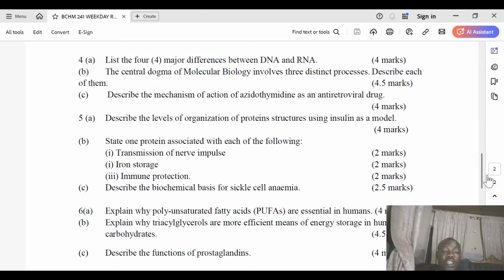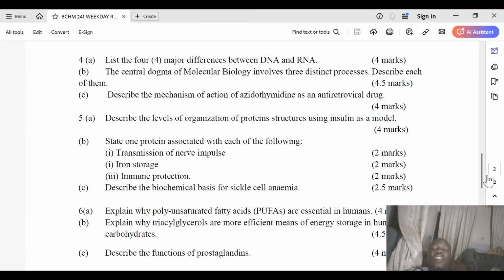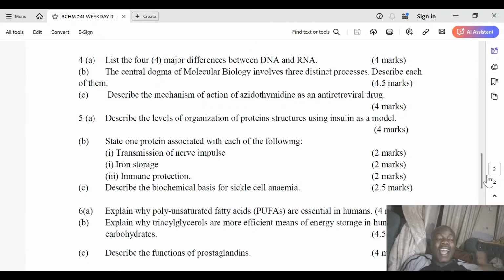Then question 6B, explain why triacylglycerol are more efficient means of energy storage in humans than carbohydrates. The answer is, if you check the triacylglycerol, it has three fatty acids and one molecule of glycerol. So in the fatty acid chain, there are so many hydrogens. So it is highly reduced because it has many hydrogens.